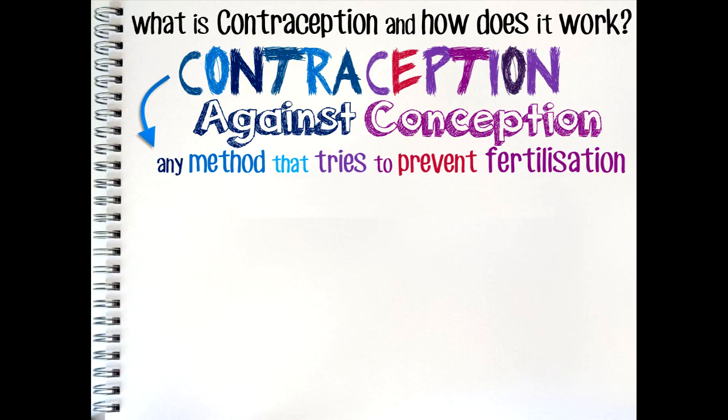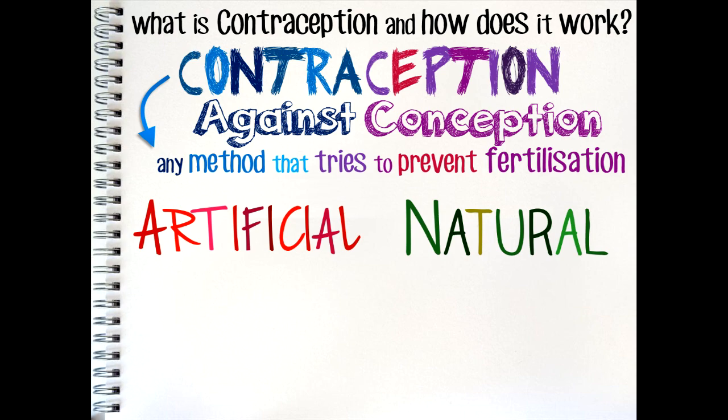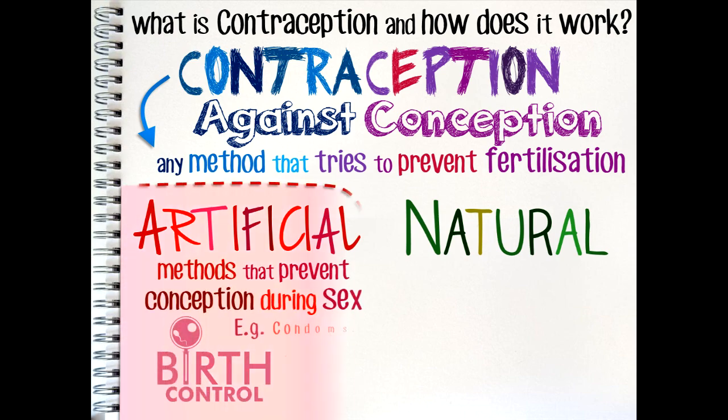For the purpose of the GCSE, Edexcel not only expect you to know what contraception is, but they also expect you to be able to identify some forms of contraception and have an understanding of how they work. Methods of contraception can be split into two main groups: artificial contraception and natural contraception. Broadly speaking, artificial contraception refers to any method that artificially tries during sex to prevent the fertilization of the egg or the implantation of the embryo.